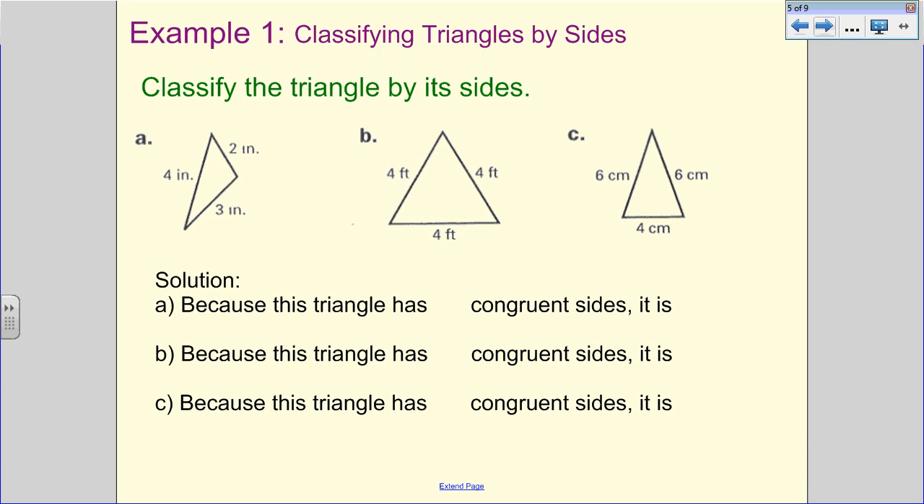So if I look at example A, we have a 2-inch, a 3-inch, and a 4-inch side. Because this triangle has no congruent sides, it is scalene.